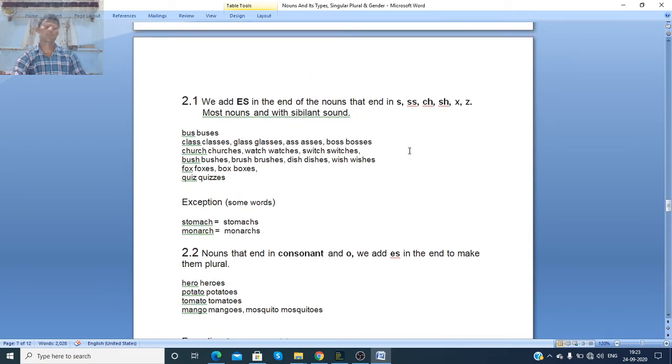Number 2.1: we add es at the end of the noun if the noun ends in s, double s, ch, sh, x, and z. Most nouns sound similar, like bus, which will become buses. Class, c-l-a-double s, will become classes. Glass, g-l-a-double s, becomes glasses.